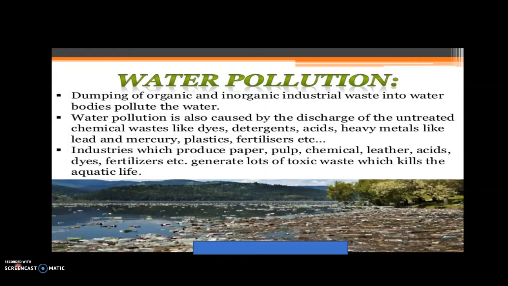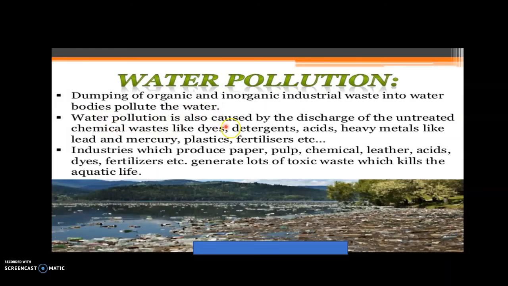Fly ash, that means burning of powdered coal. Then phosphogypsum and iron and steel slags. Slag means stony waste matter, are the major solid waste in India. So in short, dumping of organic and inorganic industrial waste into water bodies pollute the water.